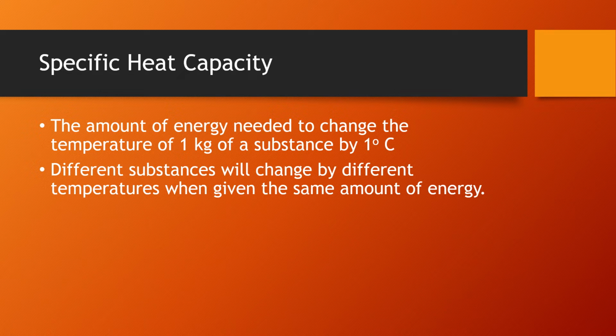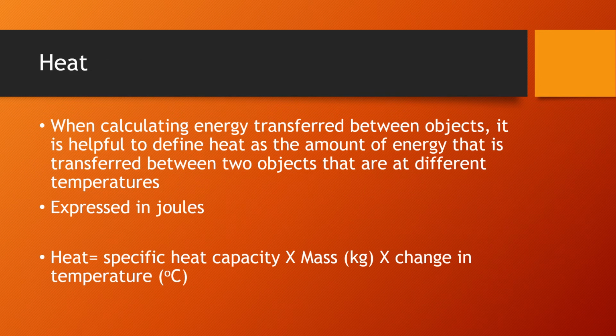So different substances are going to change by different temperatures when given the same amount of energy, based on what they're made of. So not every object has the same specific heat capacity. One thing before we move on to the heat part is that the specific heat capacity of water is 1. That is a base that we set.